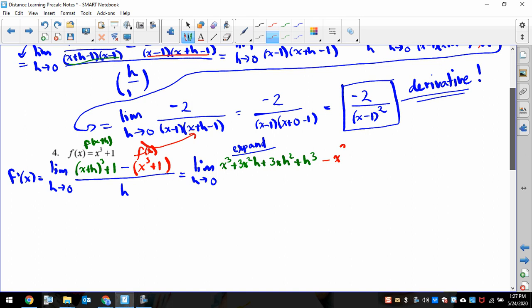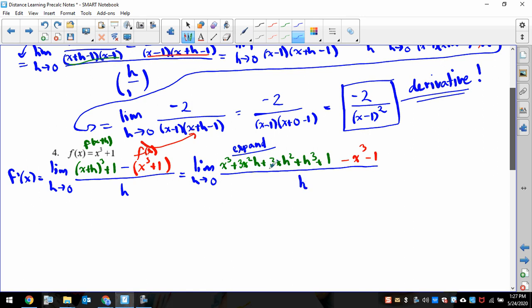minus, we have an x cubed and a minus 1. I missed that plus 1 there, though, so let's see if I can get that in there. Let's scoot that over. I need the green plus 1. That was this guy right here. I forgot to keep him in the problem. And then this is all divided by h.